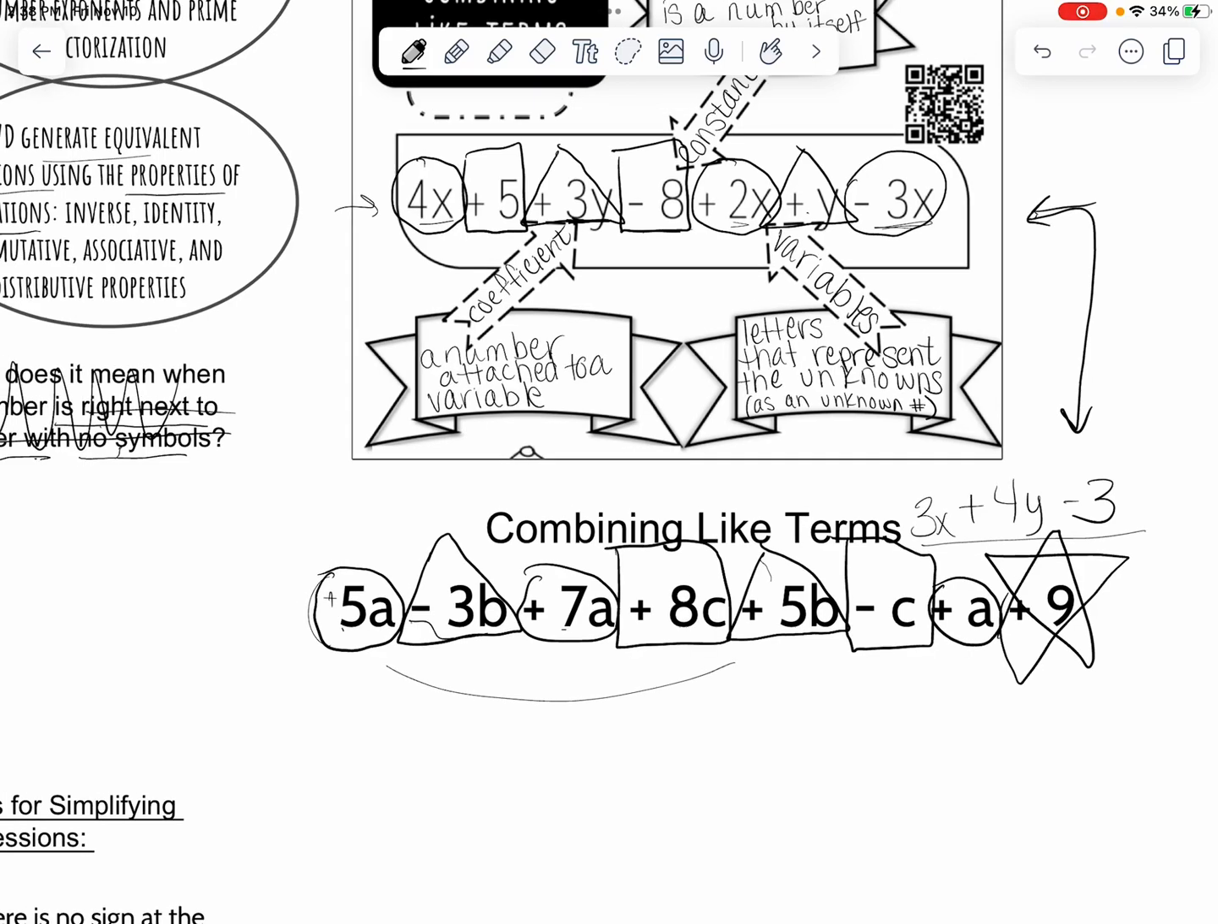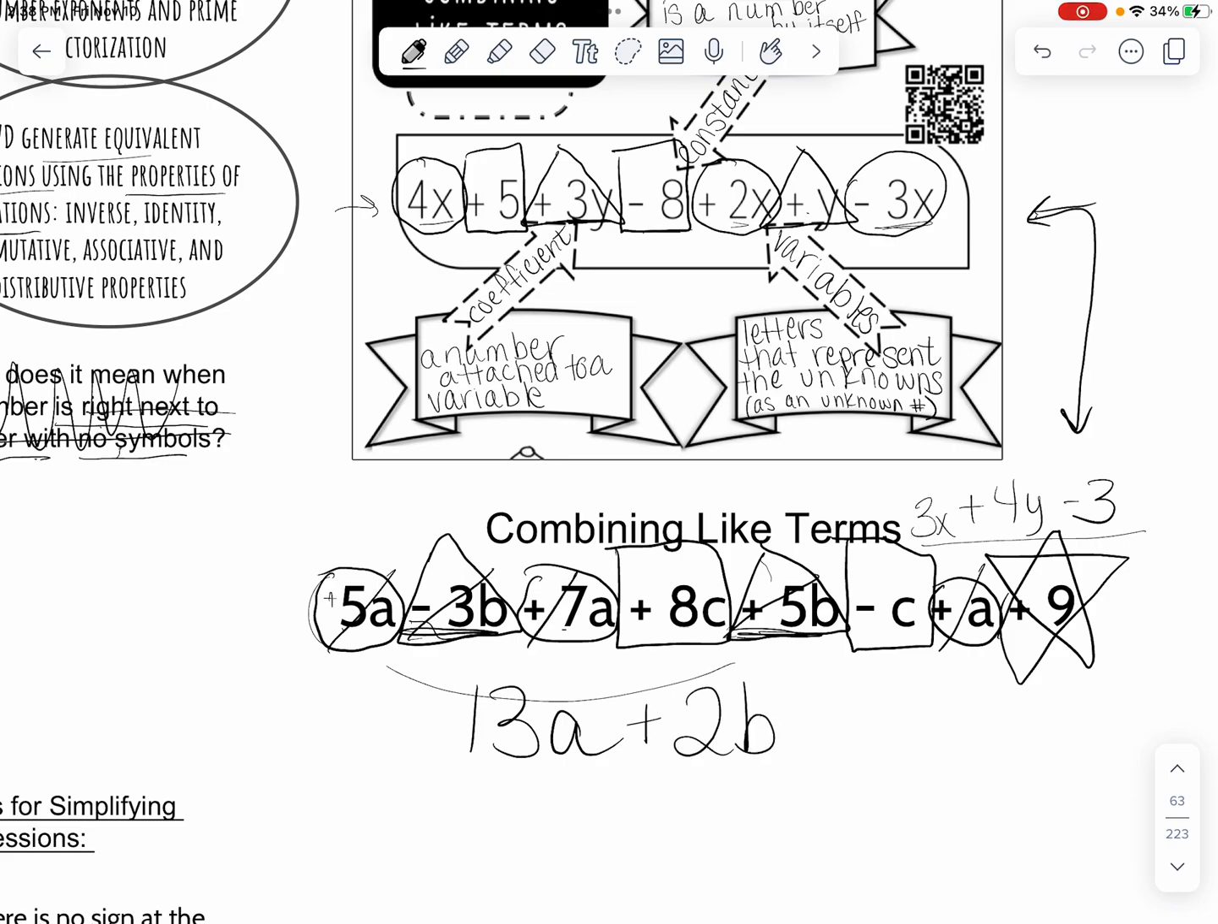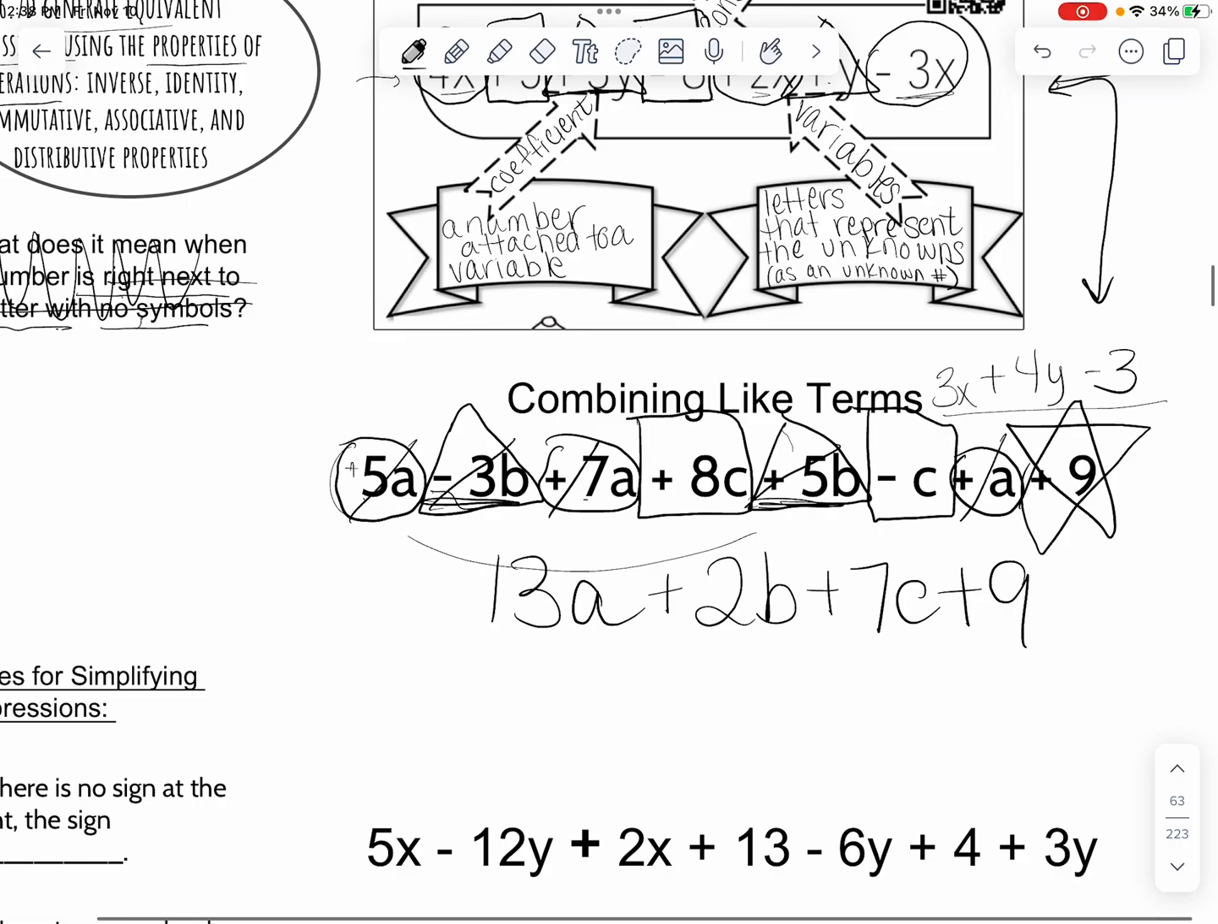So I have 13A. Now I'm going to do -3B plus 5B. So that gives me 2B. I'm going to mark them out as I go so I don't get confused. So that's 2B. So plus 2B. And then I'm going to have 7C. So that's plus 7C plus 9. There we go. Good job.